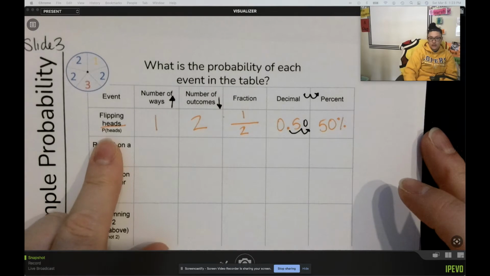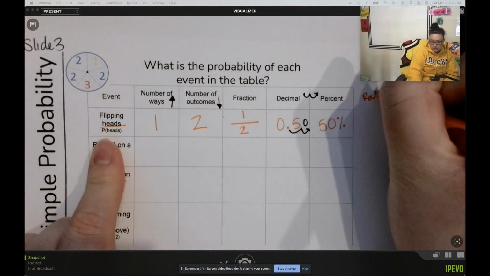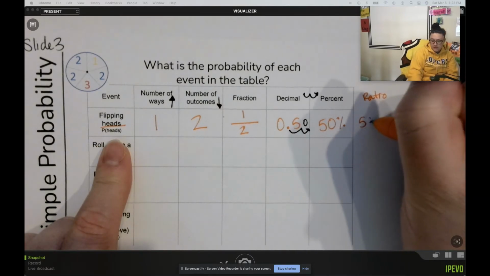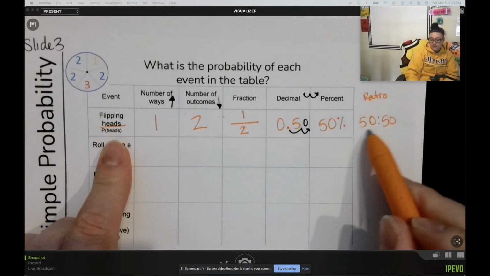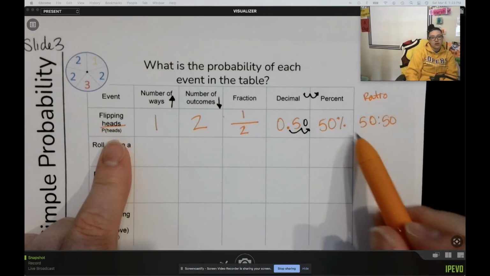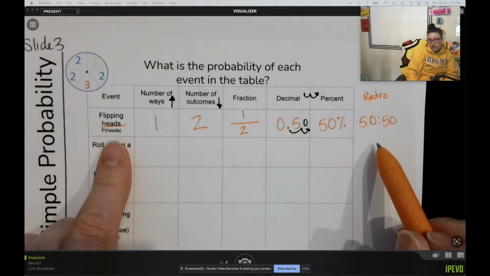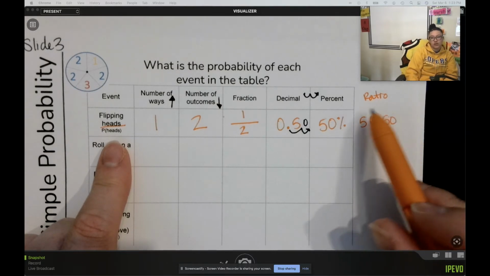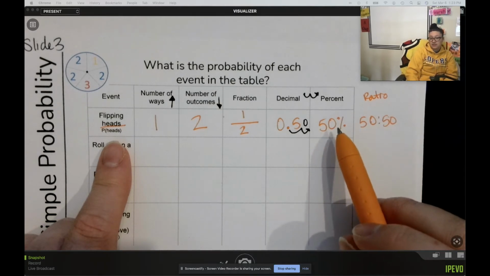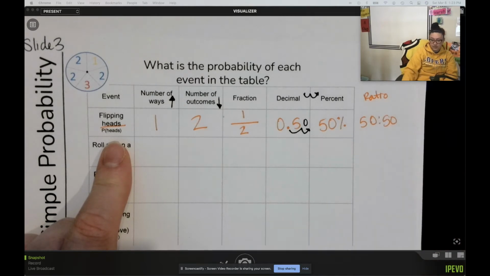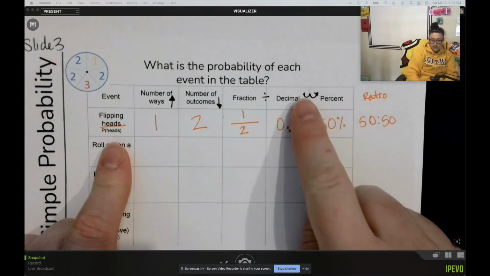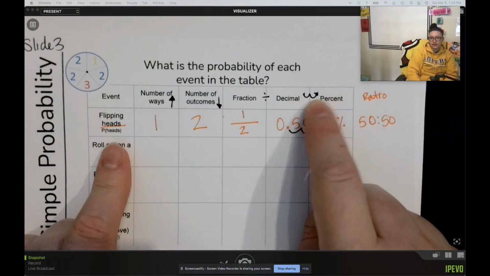Sometimes you might have heard it as a ratio too. If I said, what's the probability of flipping heads? You might hear people say 50-50. That means a 50% chance for heads and a 50% chance for tails. We don't often see that, but you hear it a lot more in the real world. You don't really see it on tests. But if you hear 50-50, that means it's a 50% chance of it happening. Again, to go from a fraction to a decimal, you divide. Decimal to percent, move it to the right.